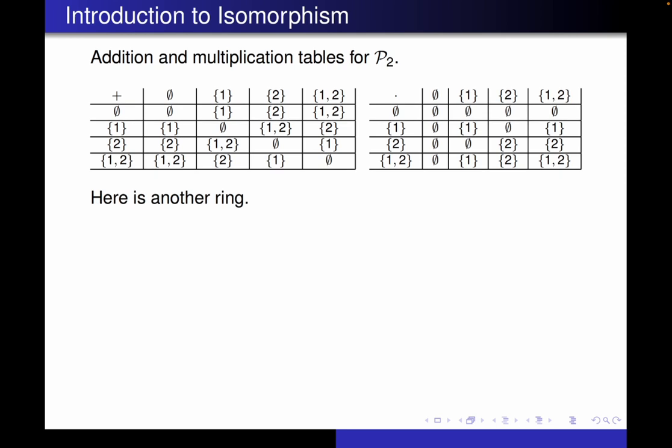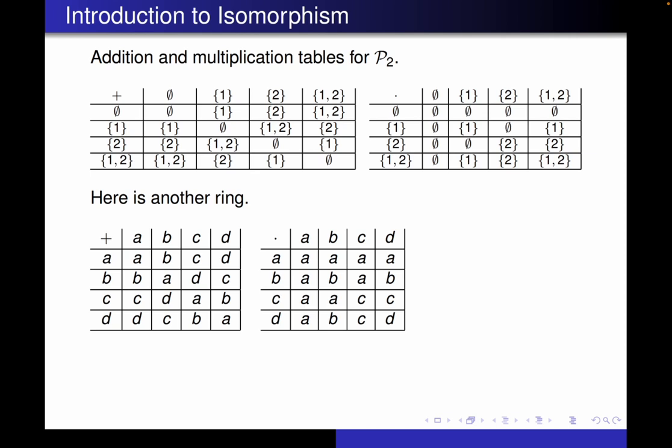So let's look at another ring. Now, if you just look at this ring from a superficial point of view, this looks like a completely different ring. It has completely different elements. It doesn't have any sets in it. It just has letters, and then it has this addition and multiplication table involving these letters. Here's the question though. Are these two rings really different?